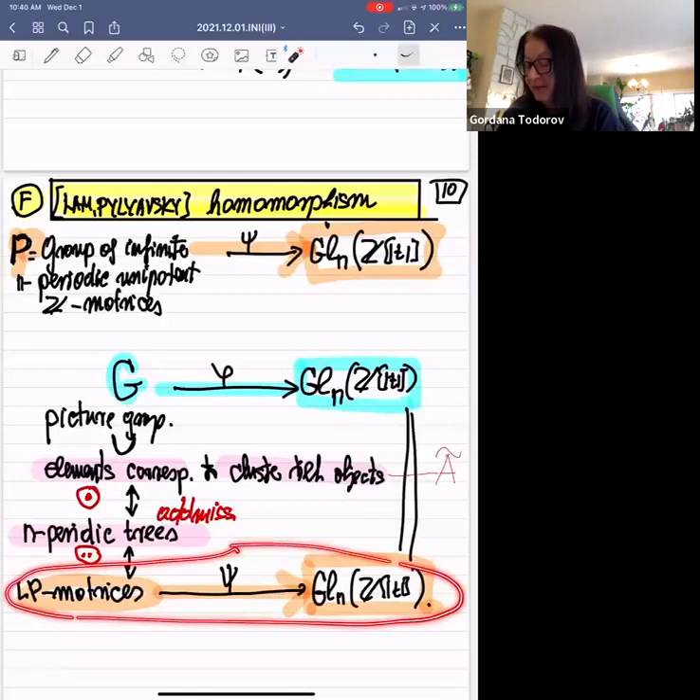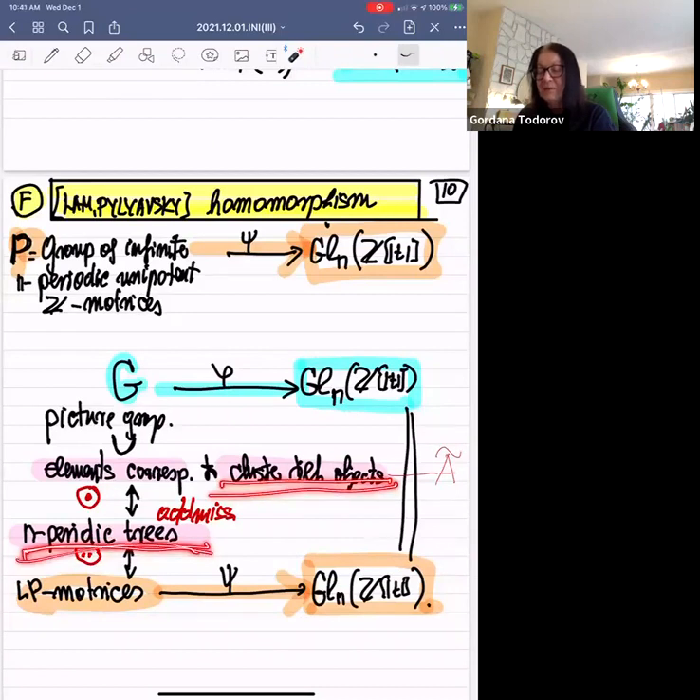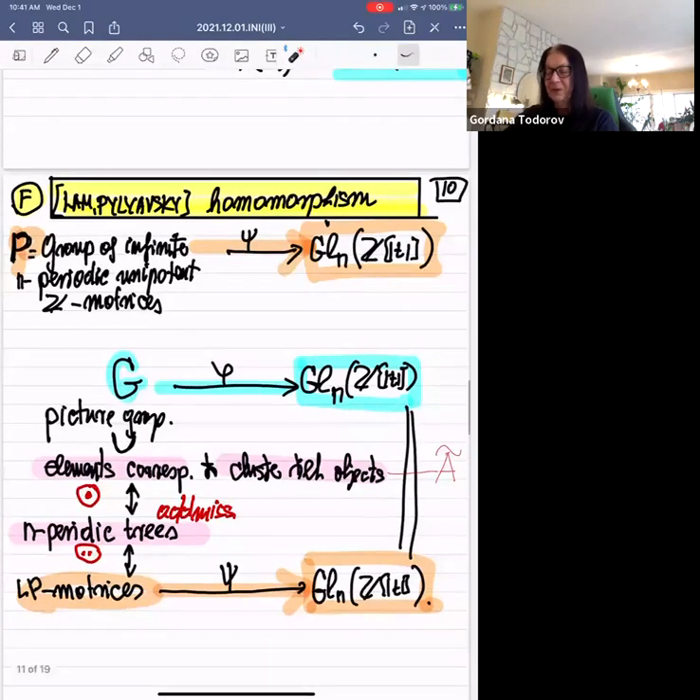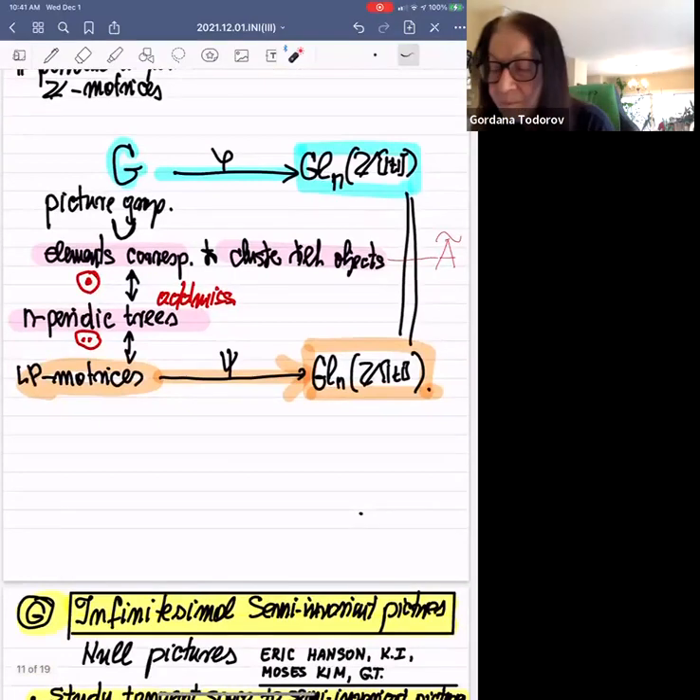And then I wanted to relate this homomorphism that we just got here to the homomorphism of Lamp-Pilievsky. In the process, there are all these parts which are kind of important about the cluster tilting objects and periodic trees and corresponding matrices. So that is about the prop pictures. And now I want to go back.